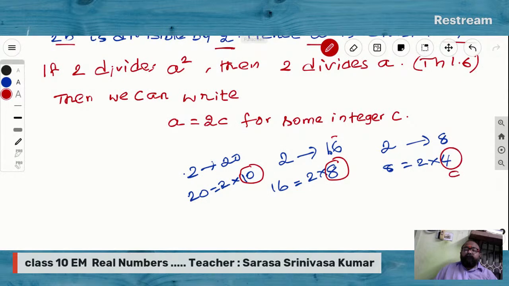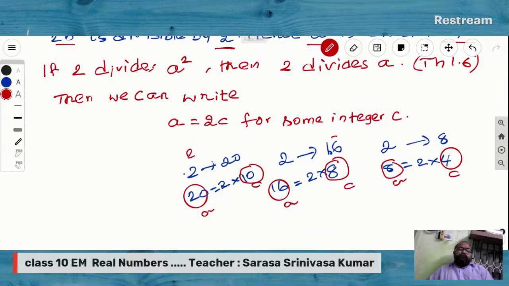This is C, C, C. This is taken as A. A equal to 2C. Now, students, you try to understand this concept. If 2 divides A, then A equal to 2C. We can write it, A equal to 2C.